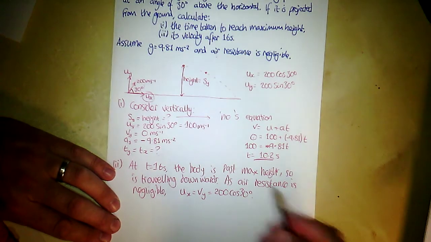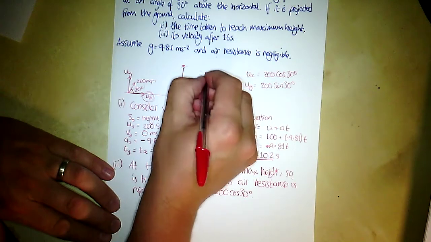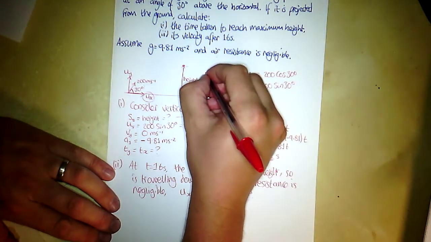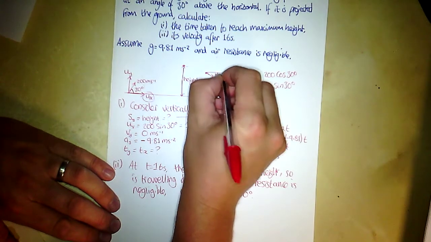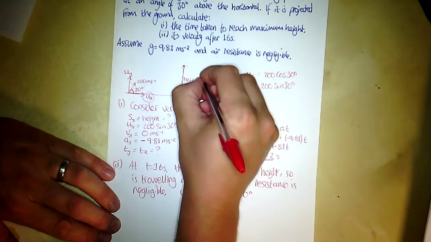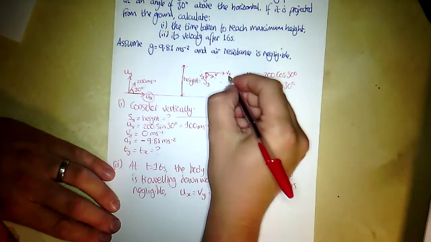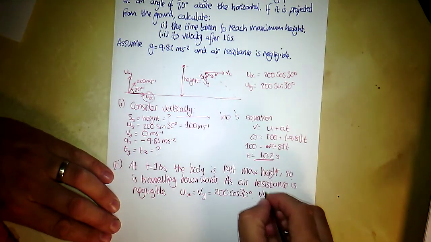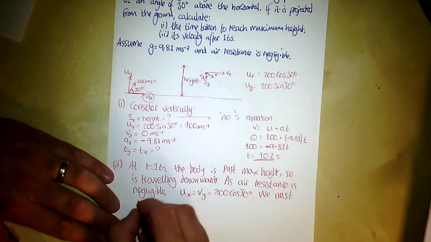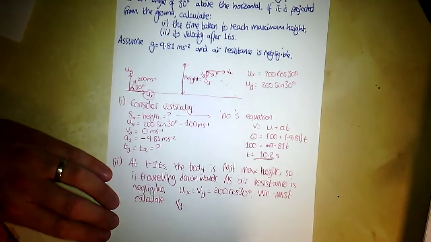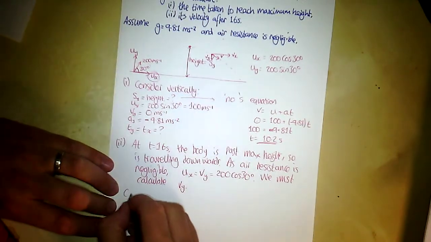So all we really need to find the velocity at this point, so we want that v there, which is made up of a horizontal component, vx, and a vertical component, vy. We know vx, we want to find vy, and then combine them to get v, the combined one. We must calculate vy. So again, we're only looking vertically.